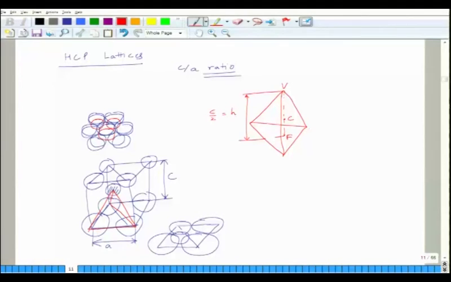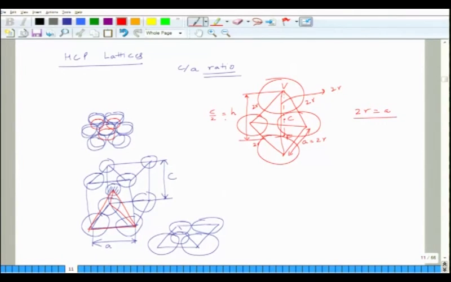So, you know that these distances are, what is this distance? This is A, which is equal to 2r, because you have an atom sitting here, right. You have an atom here, you have an atom here, you have an atom here, and you have an atom here. They are all touching each other, right. So, all the sides are 2r, this is 2r, this is 2r, this is 2r, and even this one is 2r. All of them are 2r, and 2r is equal to A. Okay.